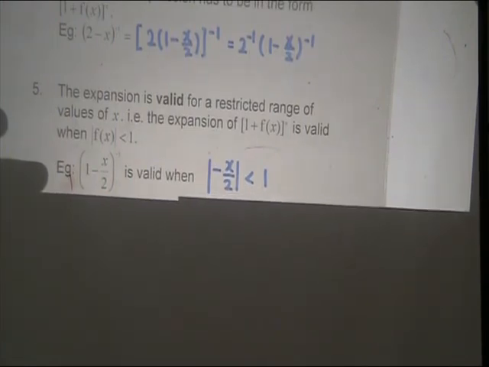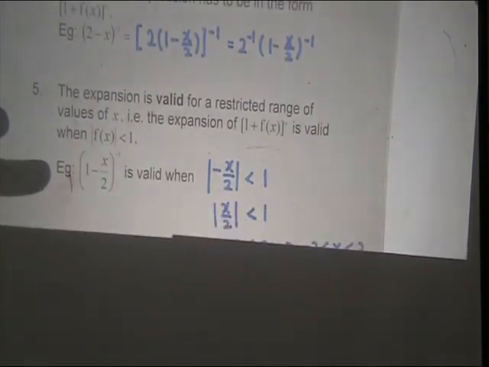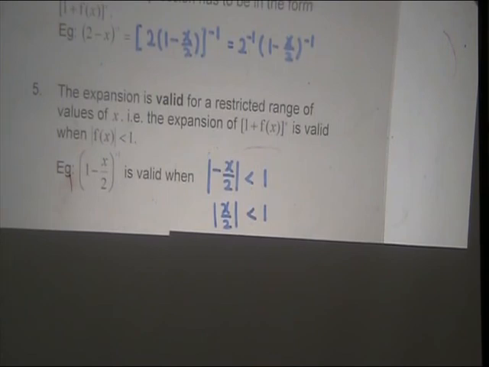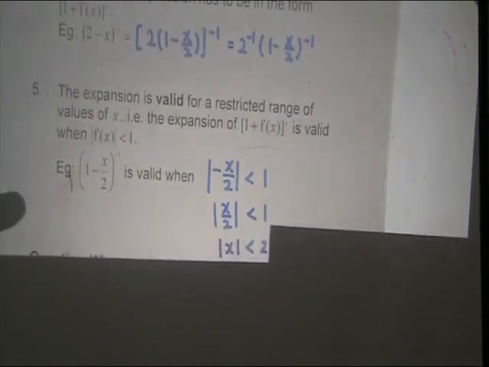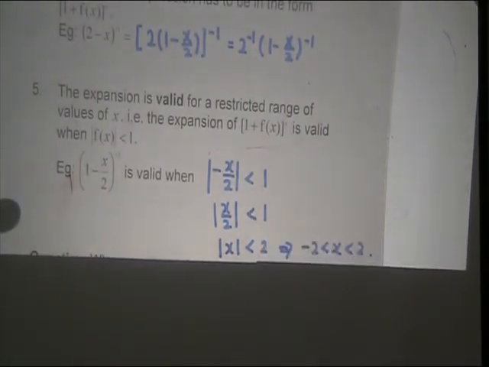When I have the modulus of negative x over 2, it is actually equal to the modulus of x over 2. Do you know why? Because if I have the modulus of minus 5, it is equal to the modulus of 5. So in this case, the modulus of minus x over 2 is equal to the modulus of x over 2. Because 2 is positive, I can bring it over, so I will have modulus x is less than 2, which I can further simplify to x being between minus 2 and 2.